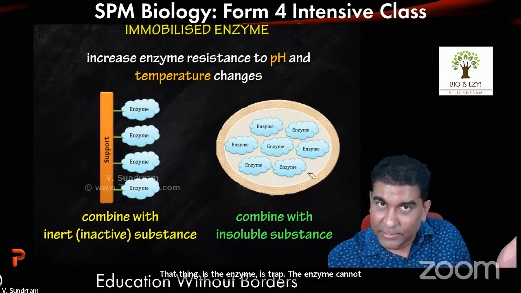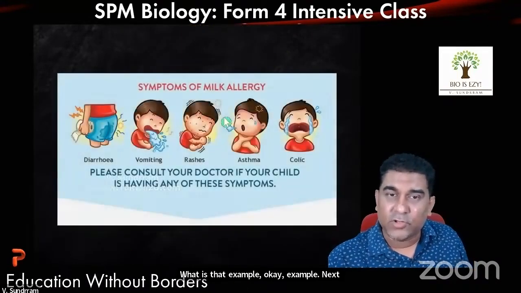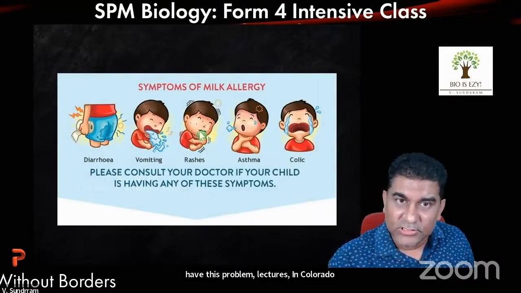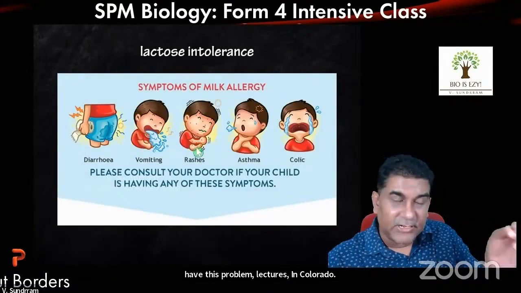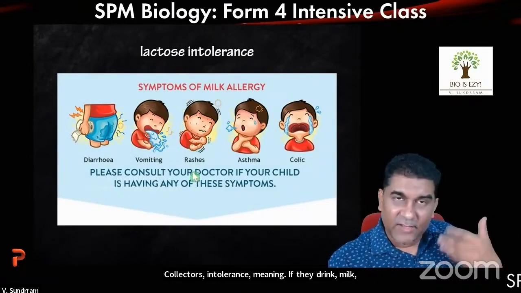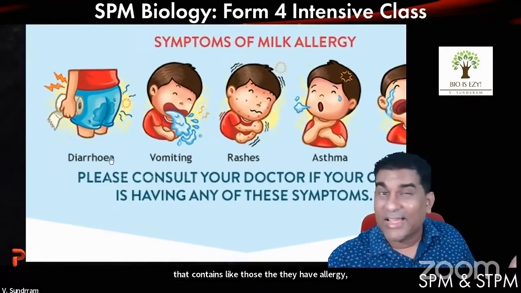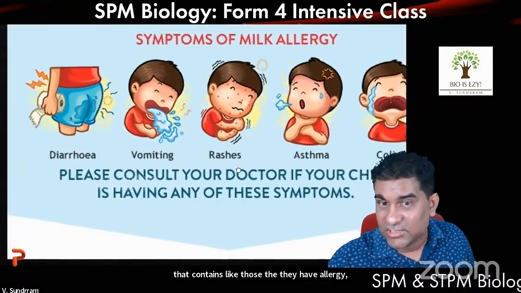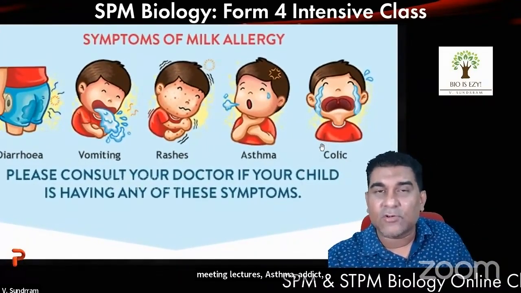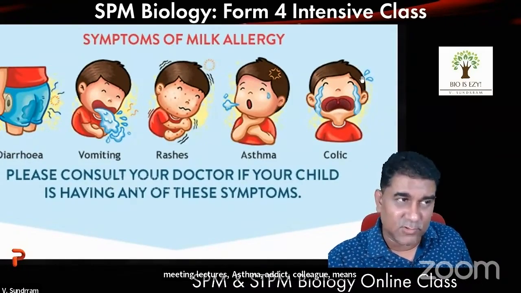What is the example? Okay, example, some people have this problem, lactose intolerance. Lactose intolerance means if they drink milk that contains lactose, they have allergy reaction. Some allergy reaction, they have diarrhea, vomiting, rashes, asthma attack. Colic means babies cry continuously. Supposed to be for babies, I think adults also do that generally.